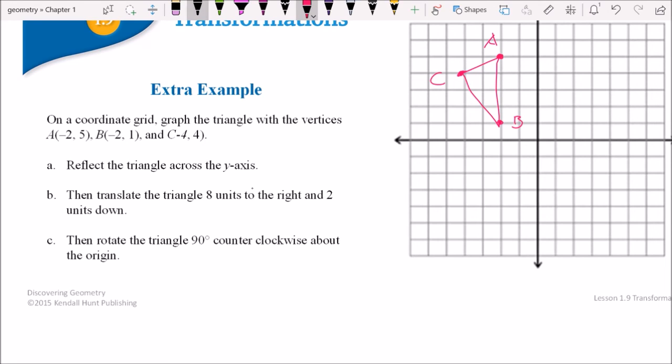All right, they asked us to reflect across the y-axis. Pause the video if you haven't done that yet. Try it on your own first. Okay, so what I'm going to do, I'm going to notice that A is 2 away, so 2 more, and there's point A prime. C is 1, 2, 3, 4 away, so 1, 2, 3, 4 away. There's C prime. B is 2 away, so I'm going to go 2 away, and there is B prime. Make sure you connect the dots as you go.